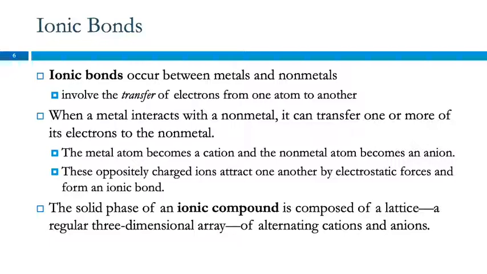In the solid phase of an ionic compound, these particles are arranged in a regular three-dimensional pattern. There are a lot of variations of those patterns, but the cations and anions will be alternating to maximize the attraction between opposite charges and minimize repulsion between like charges.